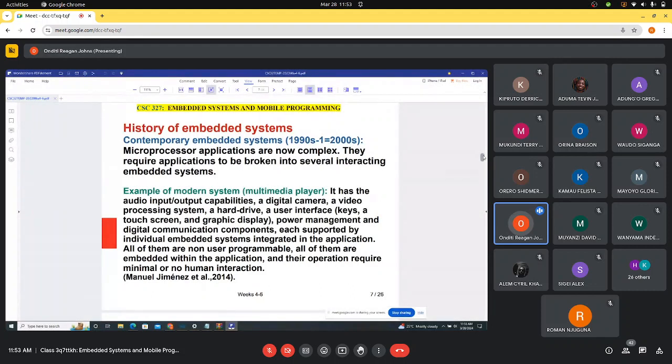So one of the things you fully need to understand is that embedded systems are also within the computer systems that we are using, but they are implemented as a unit, maybe for a specific part of the computer system. So all of them are non-user programmable, all of them are embedded within the application, and their operation requires minimal or no human intervention.